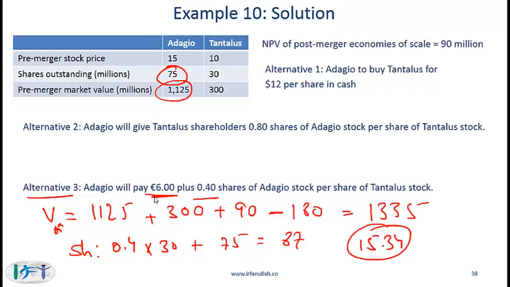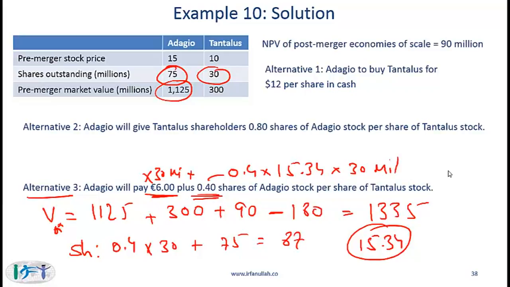How much money will your client get if we go with alternative 3? Your client will get 6 multiplied by 30 million, because that's the number of shares, plus based on 0.4 shares, what do we do here? We do 0.4 into 15.34, this number into 30 million. When you do this calculation, you get 364 point something. This is a little less than what you had with alternative 2. And therefore, you will advise your client to go with alternative 2.